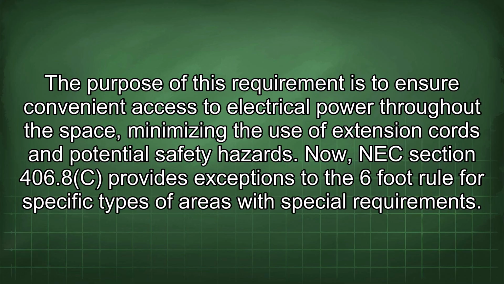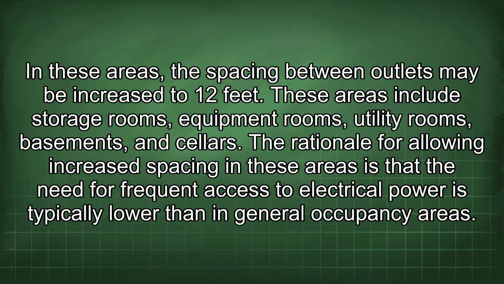Now, NEC Section 406.8c provides exceptions to the 6-foot rule for specific types of areas with special requirements. In these areas, the spacing between outlets may be increased to 12 feet. These areas include storage rooms, equipment rooms, utility rooms, basements, and cellars. The rationale for allowing increased spacing in these areas is that the need for frequent access to electrical power is typically lower than in general occupancy areas.